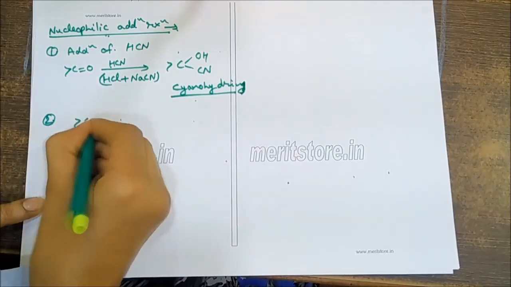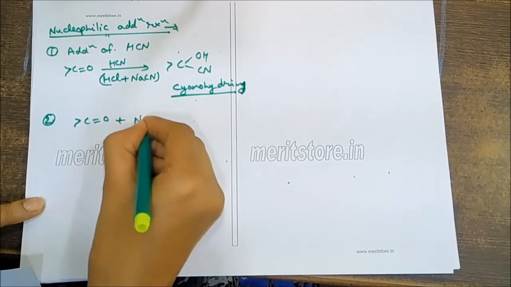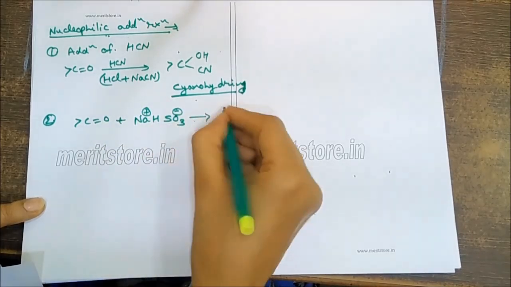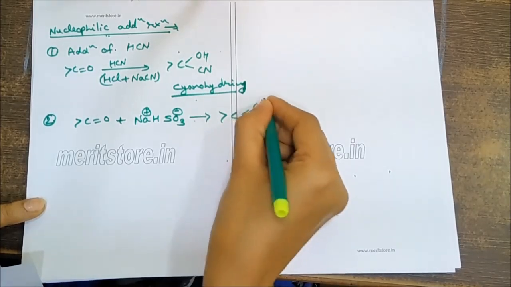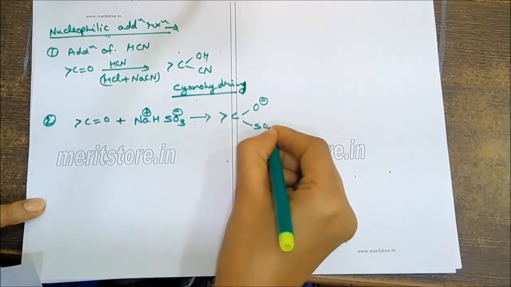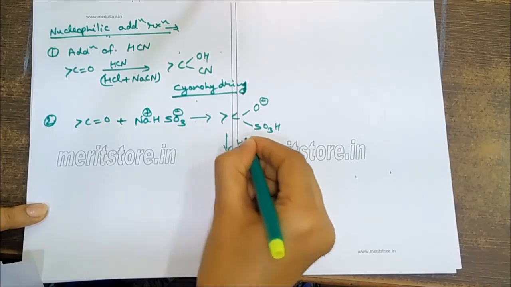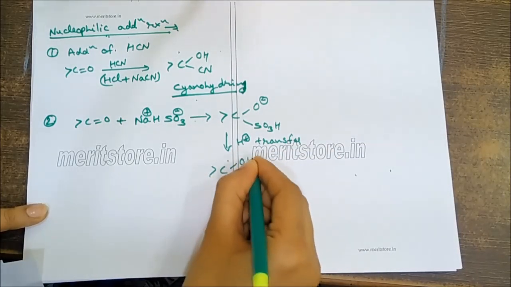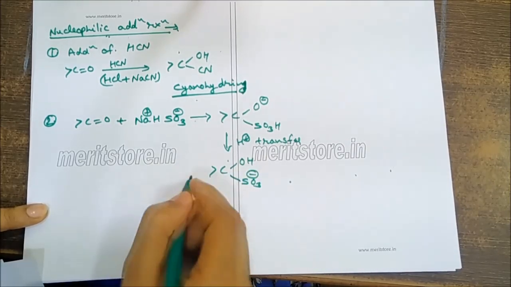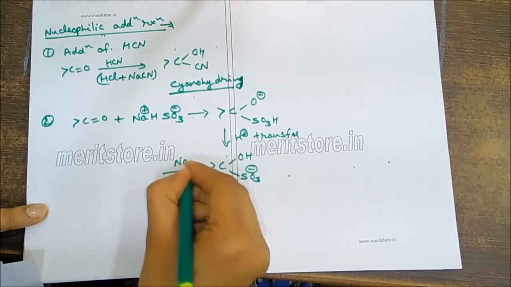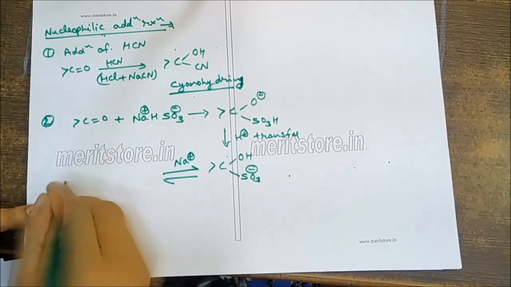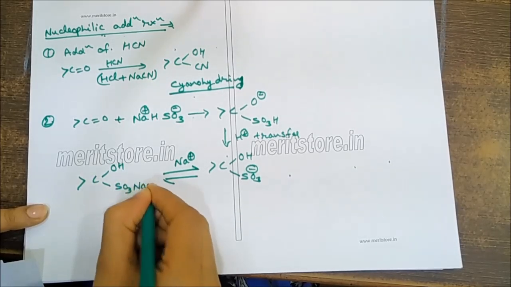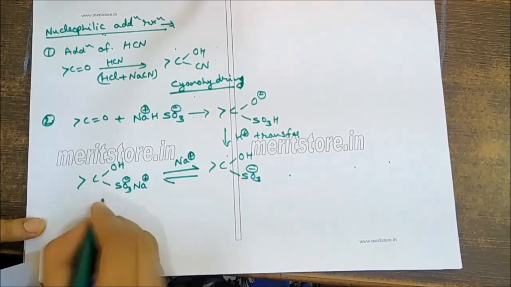Second is the reaction with sodium bisulfite. First the nucleophile will attack. This is our nucleophile, SO3H. Then proton transfer. It will become like this. Now the sodium ion will attack. This is a reversible reaction, and it will make the bisulfite compound. This is the bisulfite compound.